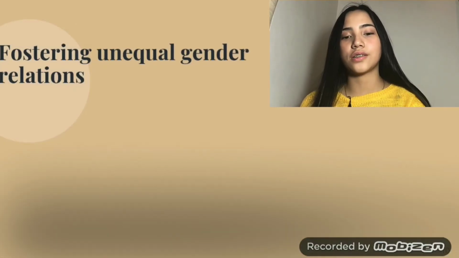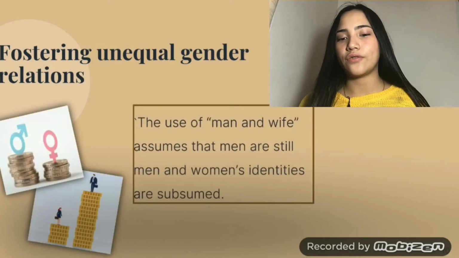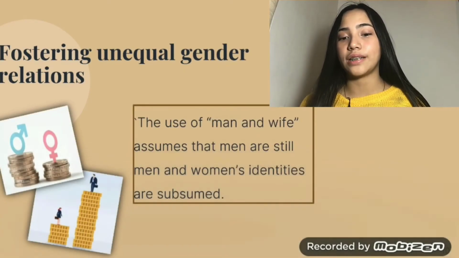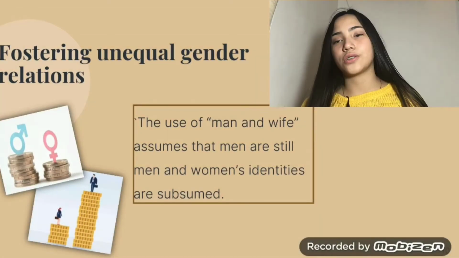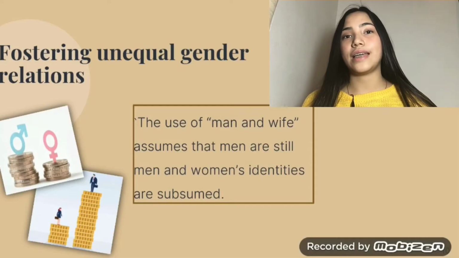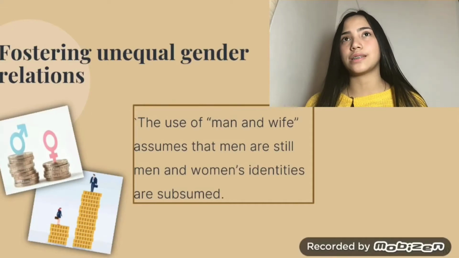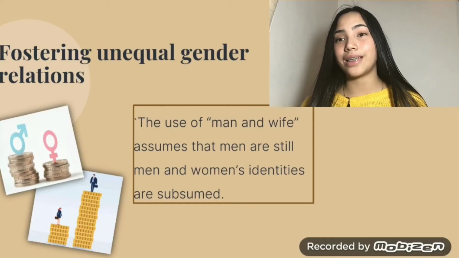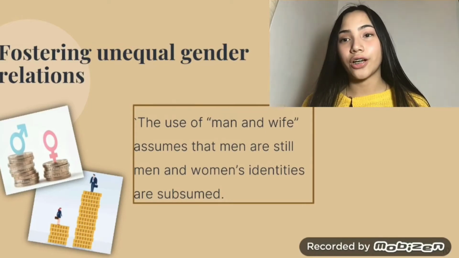So next we have fostering unequal gender relations. The use of man and wife assumes that men are still men and women's identities are subsumed. As men think that they have created a strong reputation in society, they would gladly say that they are men because they thought that they have created a very good reputation by being superior. When it comes to women, they are subsumed. When we say subsumed, it's like changing. Basically their identities are subsumed or changing because in society they have not really created a superior reputation compared to men.